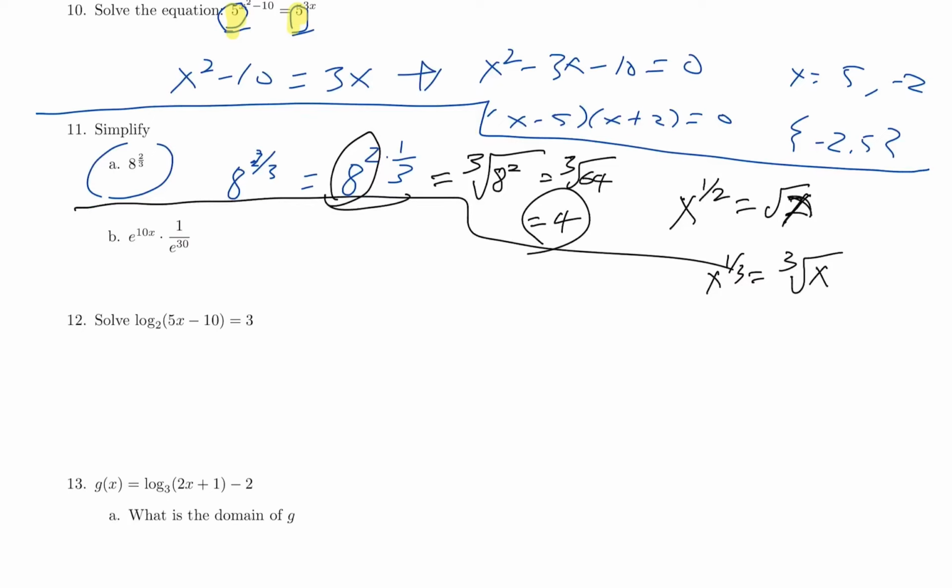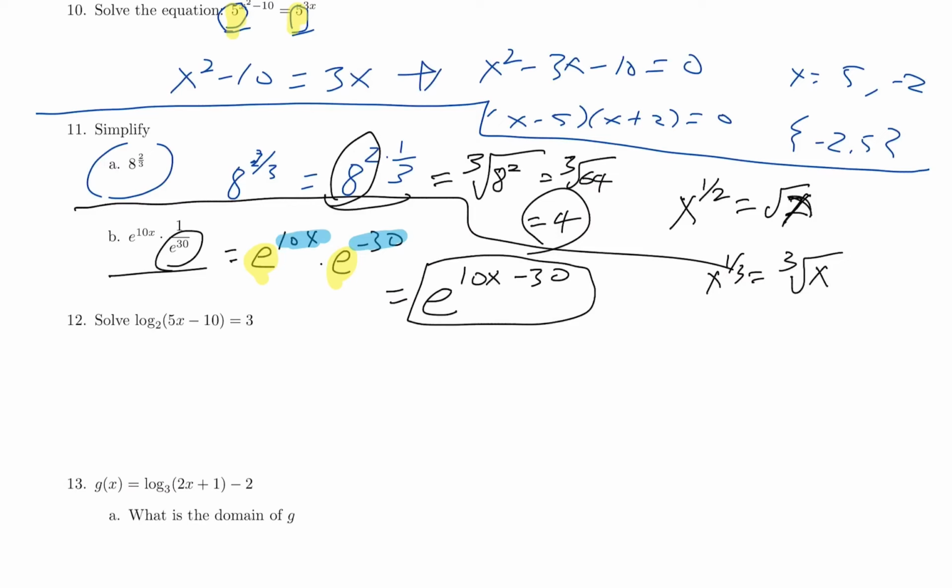Let's do 11b. Now there's also simplifying. We have e to the 10x times e to the negative 30 power. Now we have the same base, and when multiplying, we can just add the exponents with one base. So we can write it as e to the 10x minus 30. This is the same expression as this right here.